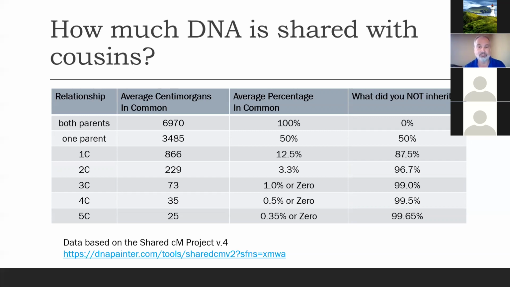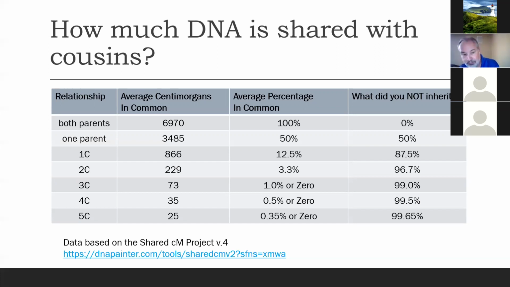This is from the Shared Centimorgan project, which is Blaine Bettinger's project. The link is down there for DNApainter.com, and DNA Painter has the Shared Centimorgan tool live on there, where you can input either the percentage of DNA in common, or the average number of centimorgans, or however many centimorgans your match has, and you can highlight the relationships that you should be looking at. What I've included here are the common ones you're going to be dealing with when it comes to clustering. Primarily, you're dealing with third, fourth, and fifth cousins.